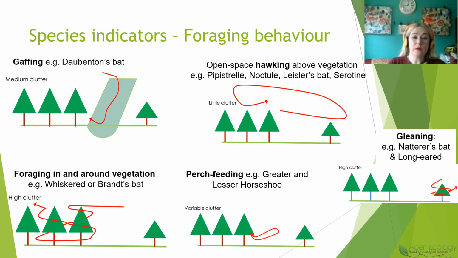And then you've got just general foraging, which would be just around vegetation. I don't think that has a name. It's just foraging in and around the vegetation. So an example of that would be maybe Whiskered and Brandt's bats.